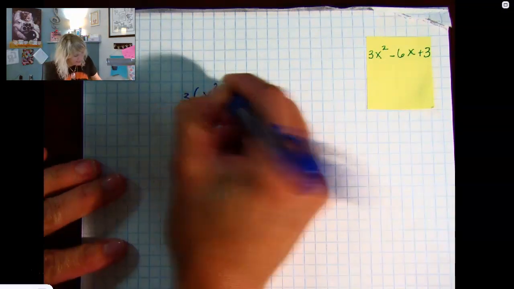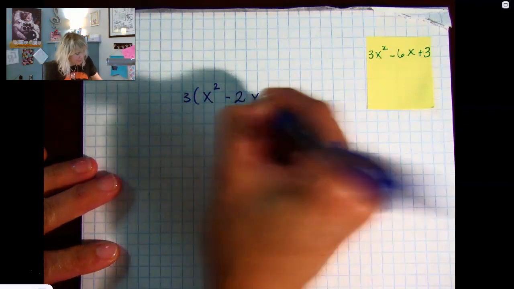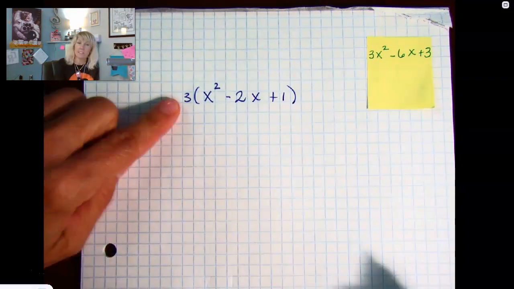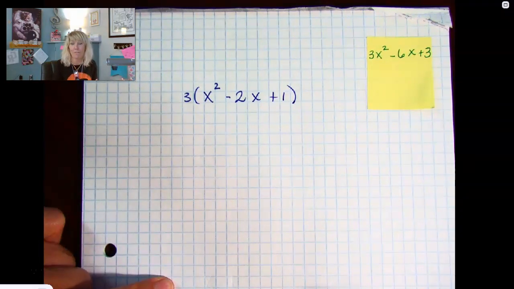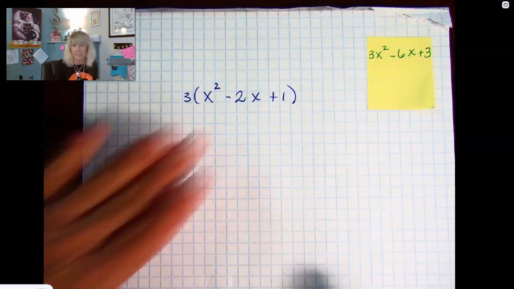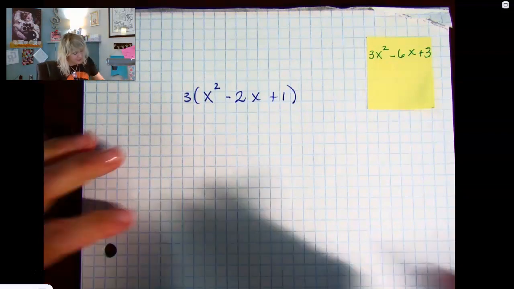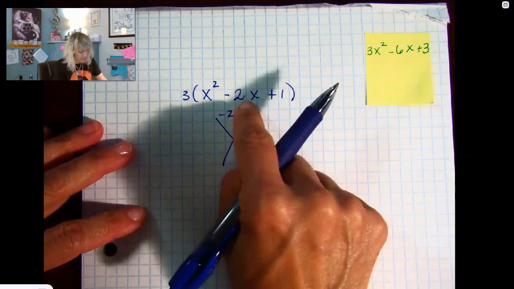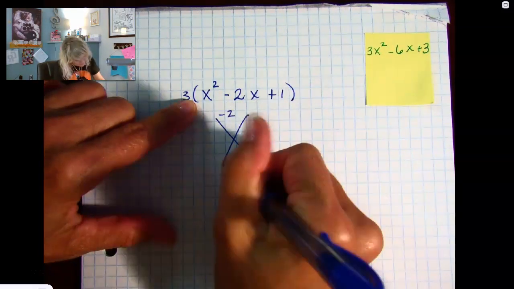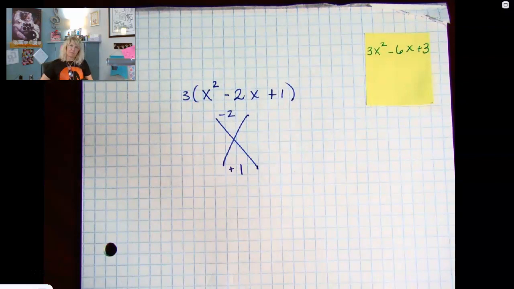So that becomes x squared minus 2x plus 1. So this 3, he's just going to hang out for a little bit. We're going to go ahead and drop him right back down in our final factored form. I'm just going to focus on what's inside parentheses. So remember, your b value goes on top. A times c is going to go on the bottom.